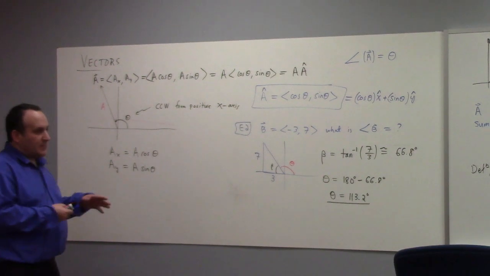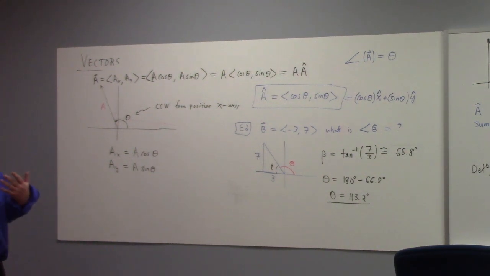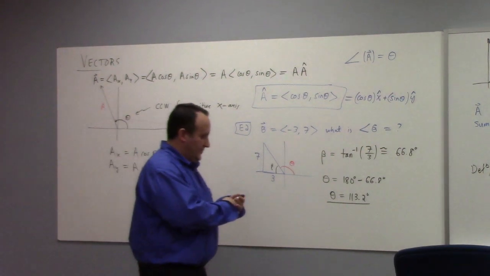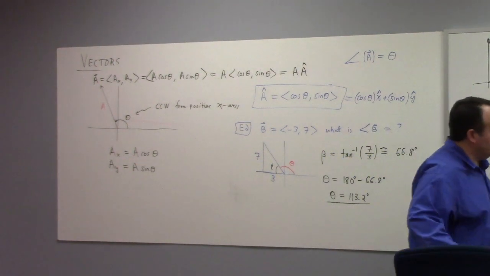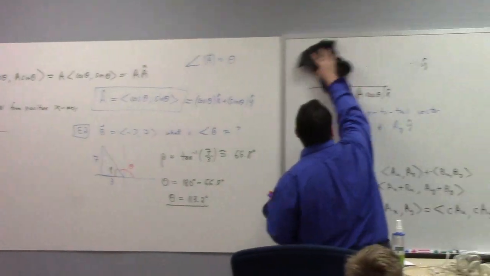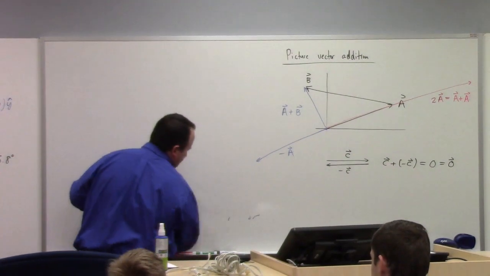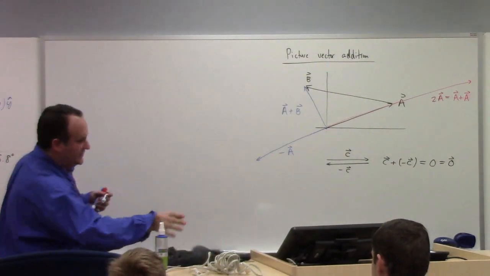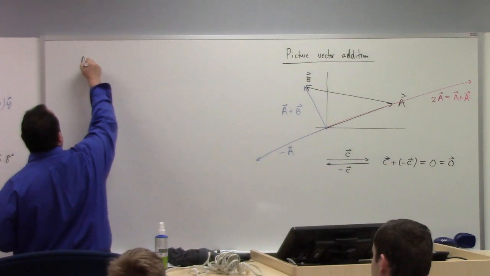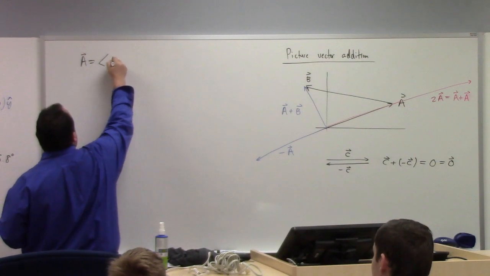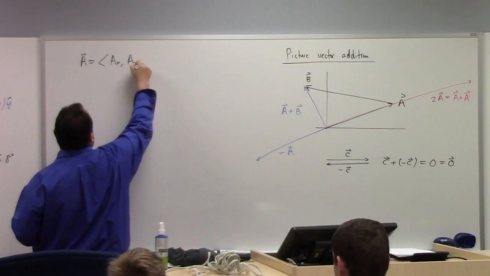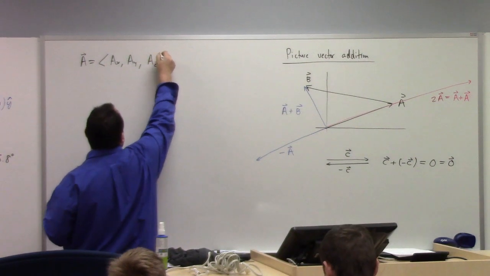Good news, though, these things still make sense for 3 dimensions. So I'm talking about 2-dimensional vectors so far. What's a 3-dimensional vector look like? So this will be my final example for today, since we're, I think, just about out of time here. So if we think about 3 dimensions, we can talk about vectors in 3 dimensions, right? So that would be something like AX, AY, and now there's AZ, right?